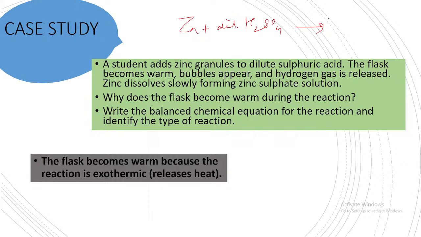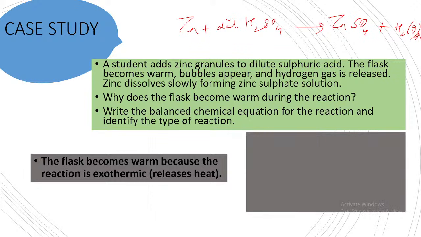So zinc sulfate, zinc will displace hydrogen, right, and hydrogen gas will be released. Yes, so this is the balanced chemical equation. Okay, so hydrogen gas is evolved, so that's why the up arrow is given. Okay, now one more part is left in this question. You see the last part. Identify the type of reaction.